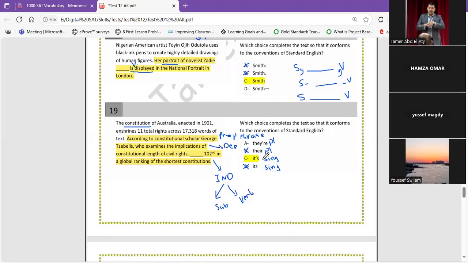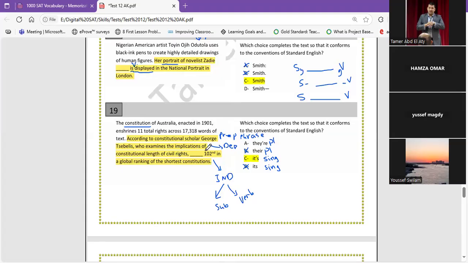Okay. Domain 4, skill number 1, form, sense, and structure. And here we talk about pronoun-antecedent agreement. Let's find. Because they are subject-verb, plural. They're plural, but possessive pronoun. It is subject-verb and singular. It's a possessive pronoun and singular. Do we need subject-verb or not? So here it said, according to constitutional scholar George Tsebelis, who examined the implication of constitutional length on civil rights. Up to that point, it's a phrase. We need now a subject-verb. Yes, so I'm going to delete C, B, and D. We need a subject-verb, so they are or it is.